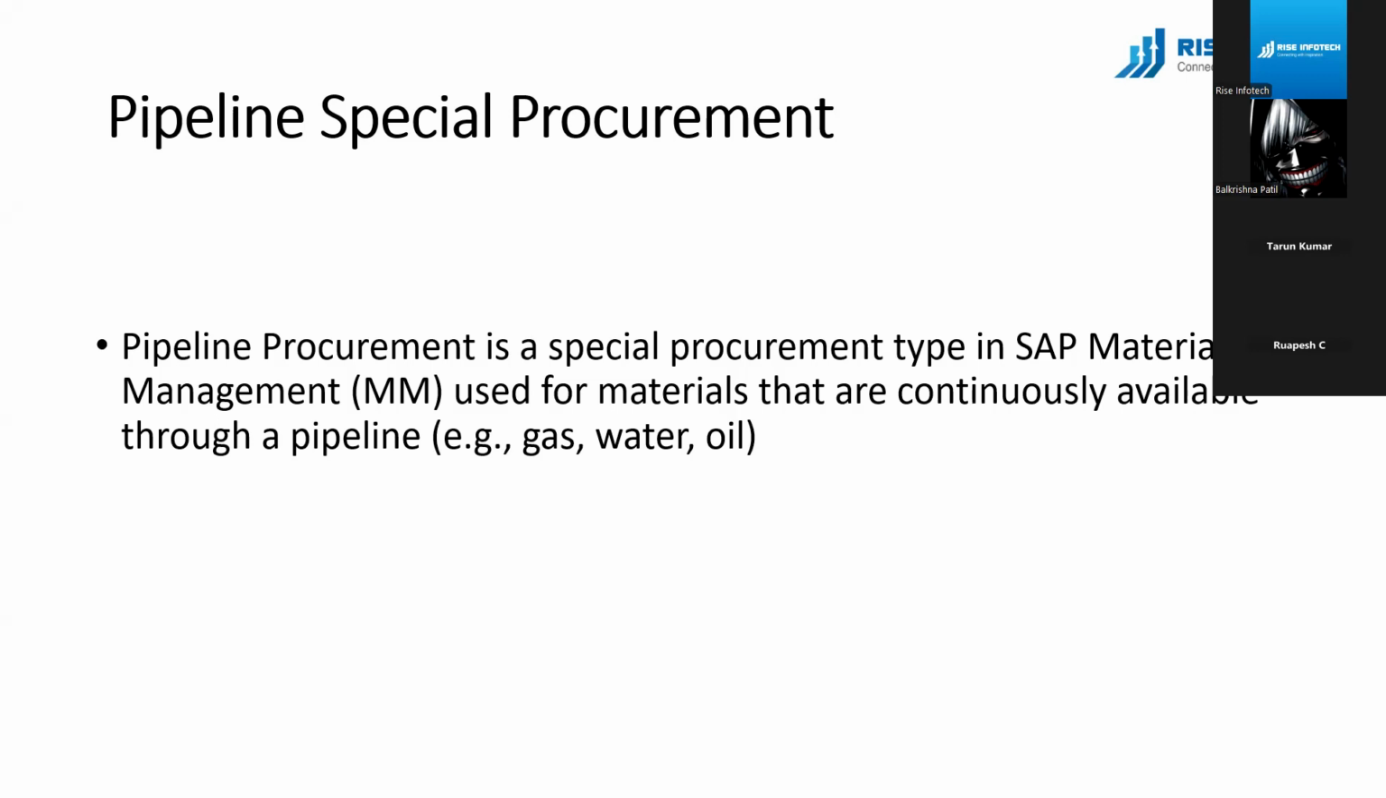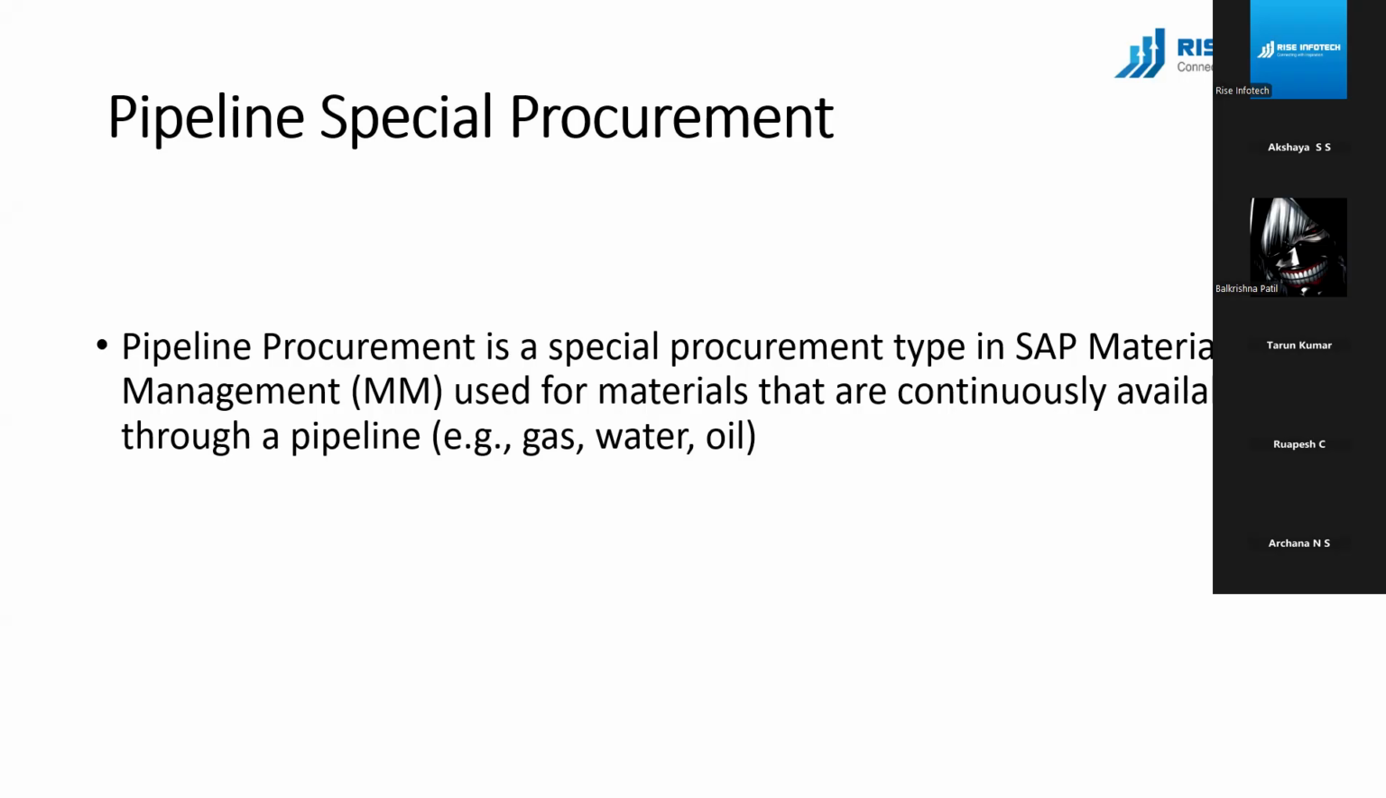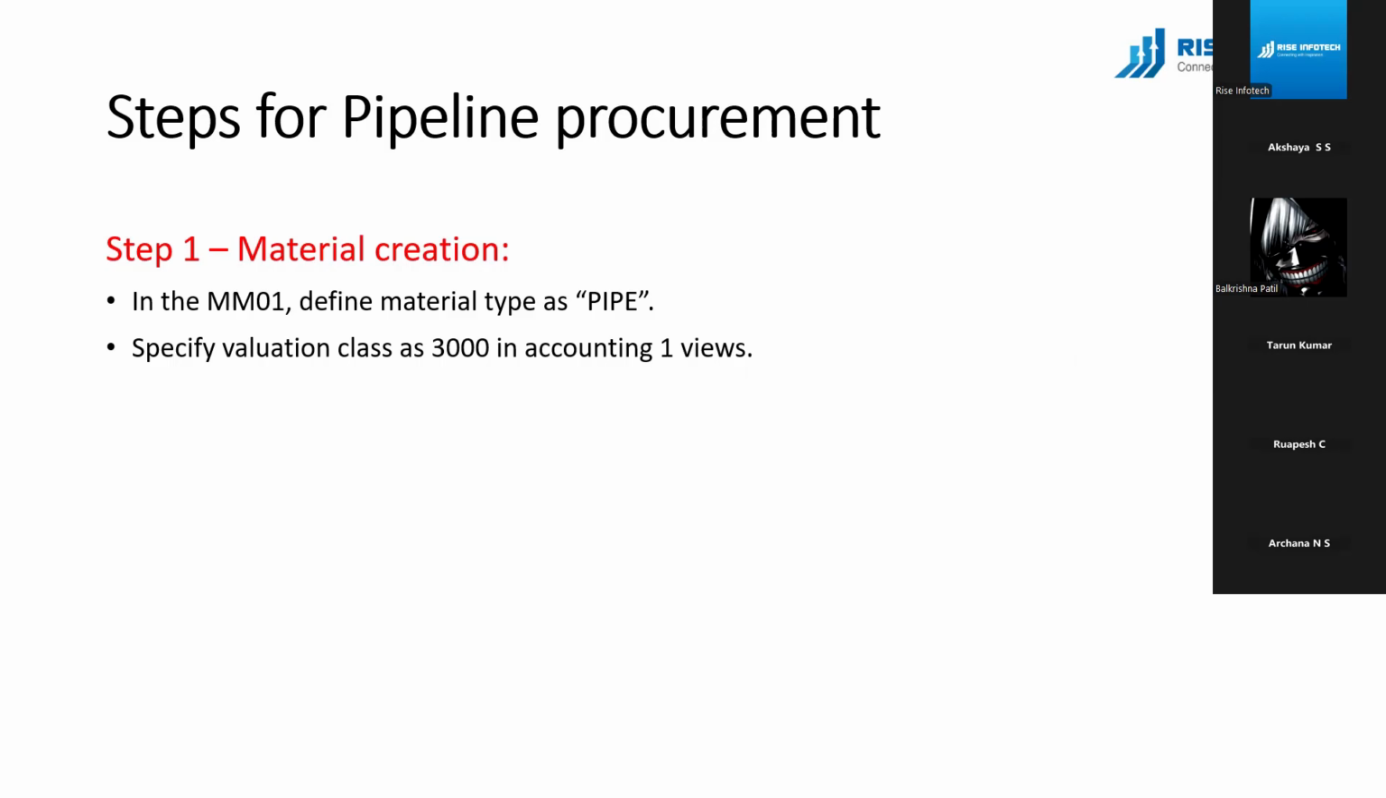It is a special procurement type in SAP materials management used for materials that are continuously available through a pipeline, for example gas, water, oil, internet, etc., which is already available is the key term here. We don't really need to create a purchase order. Important part is that we have to define it as a pipe material type.